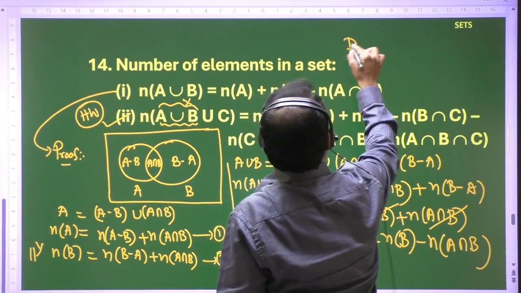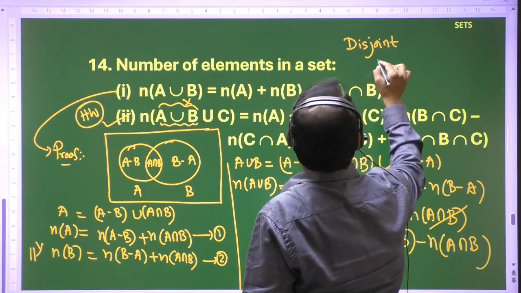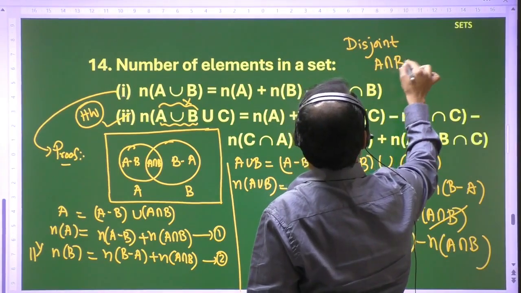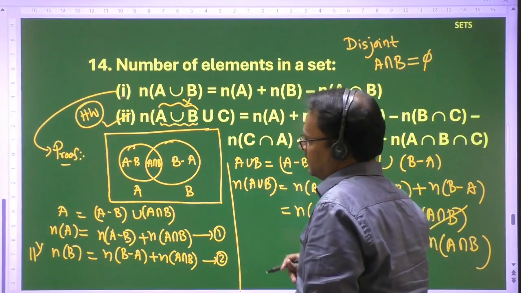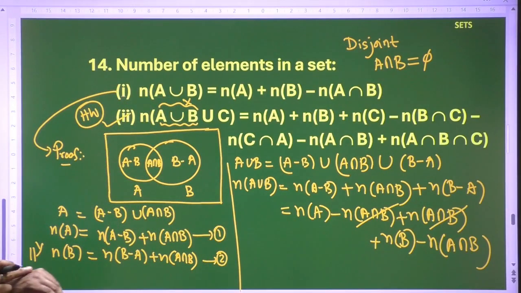Here one thing I want to mention: a disjoint set is when two sets have the intersection as the null set. So from the next class we will start the problem solving classes of sets.